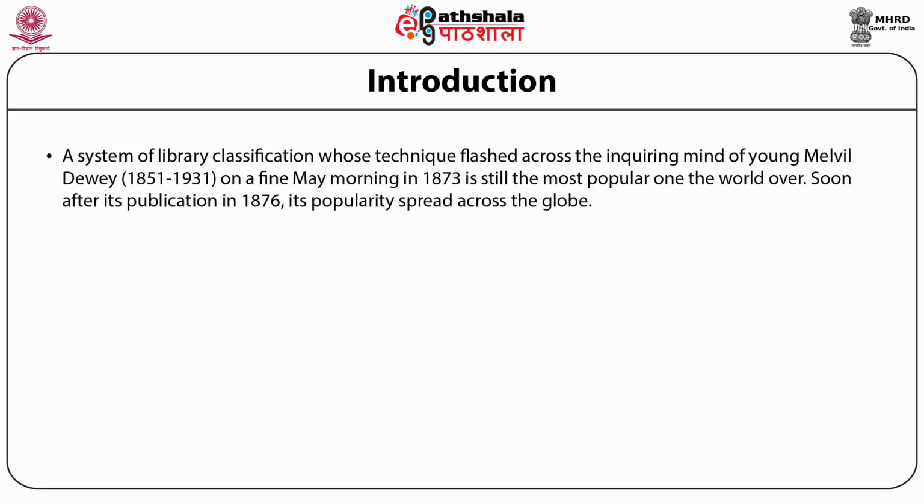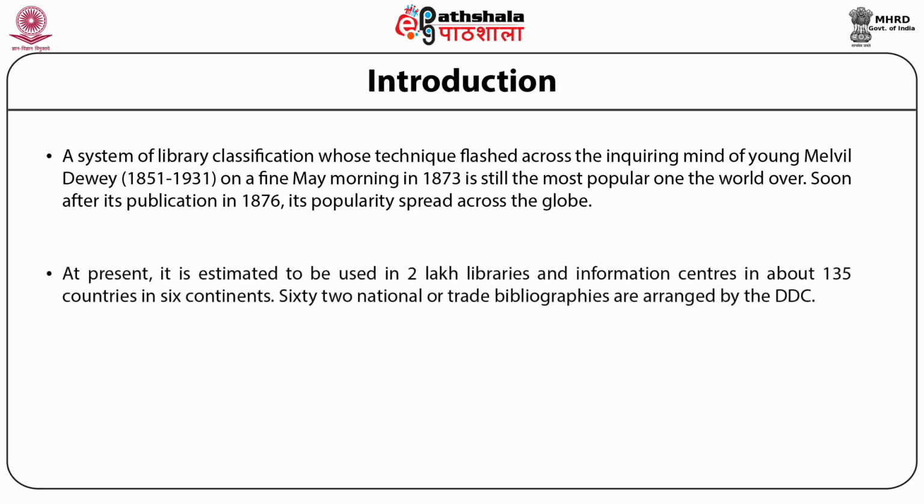And the classification is still popular the world over, and soon after its publication in 1876, its popularity spread across the globe. And it is still spreading, it is still getting more and more popular. At present, it is estimated to be used in 2 lakh libraries and information centers in about 135 countries in 6 continents. 62 national or trade bibliographies are arranged by the DDC. It means that the DDC is not only used in libraries to arrange books, but also many other media. And for bibliographies and national bibliographies, it is getting much more popular.